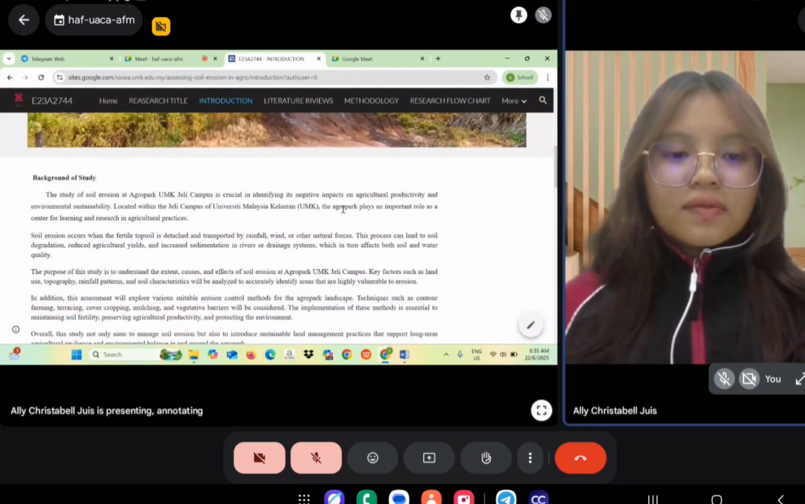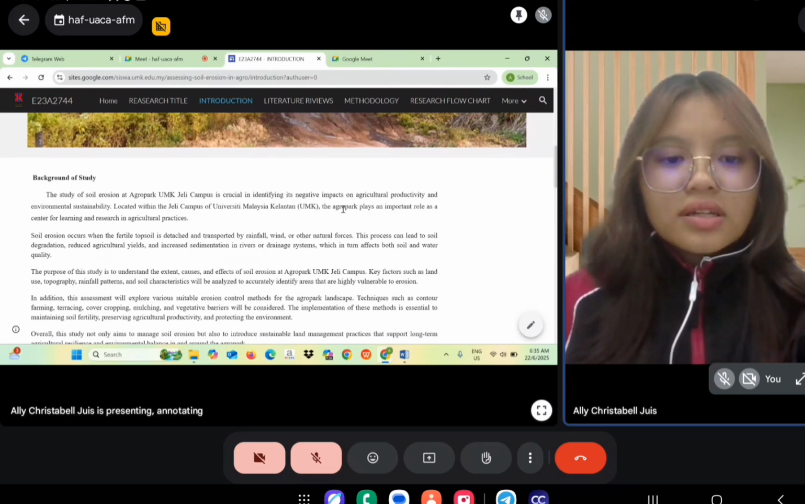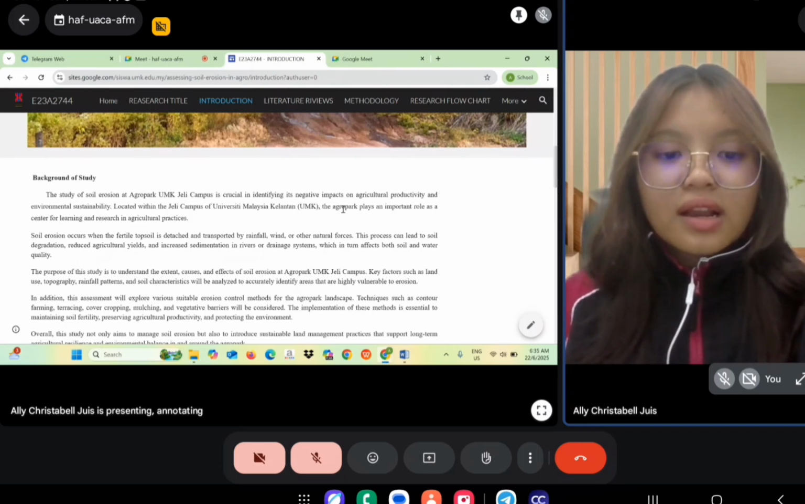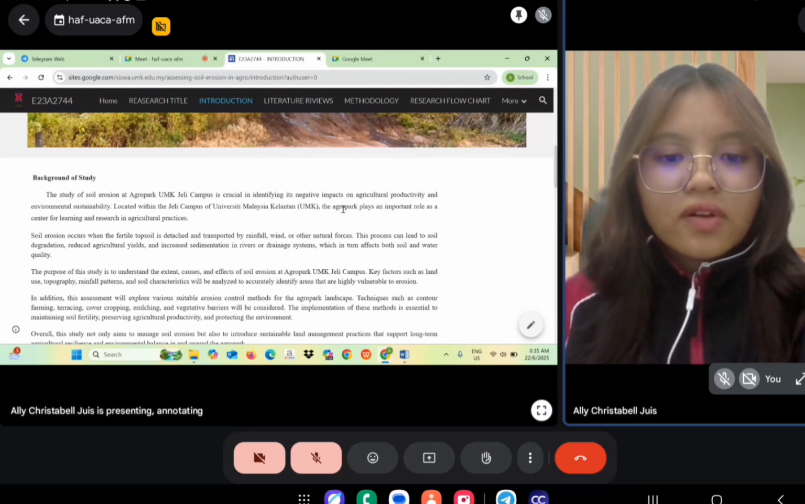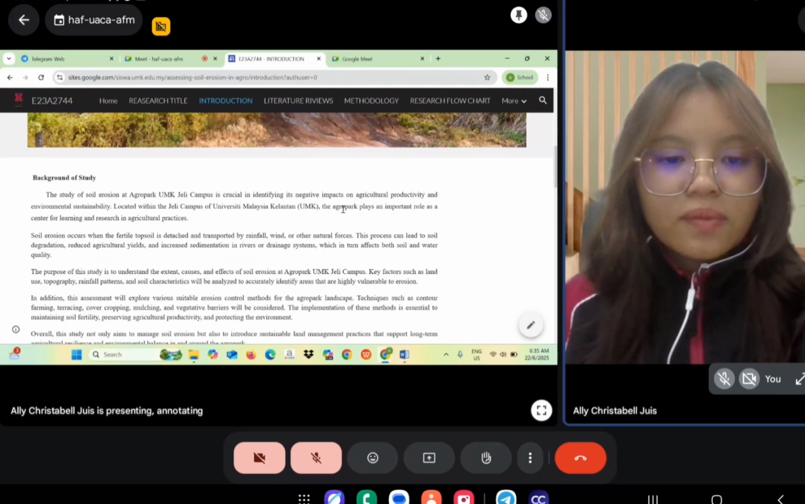First, background of study. This study focused on soil erosion in Agropark, UMK Jeli Campus, a key site for agriculture, learning, and research. Soil erosion caused by rain, wind, or human activity damages fertilizer and affects water quality. This research analyzed factors like topography and rainfall to identify erosion-prone areas and suggest effective control methods like terracing or vegetative barriers. The goal is to promote sustainable agriculture and protect the environment.